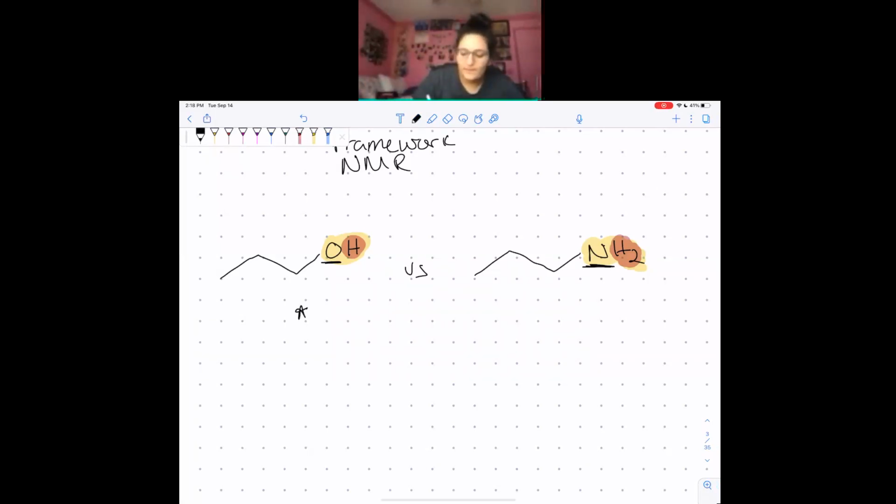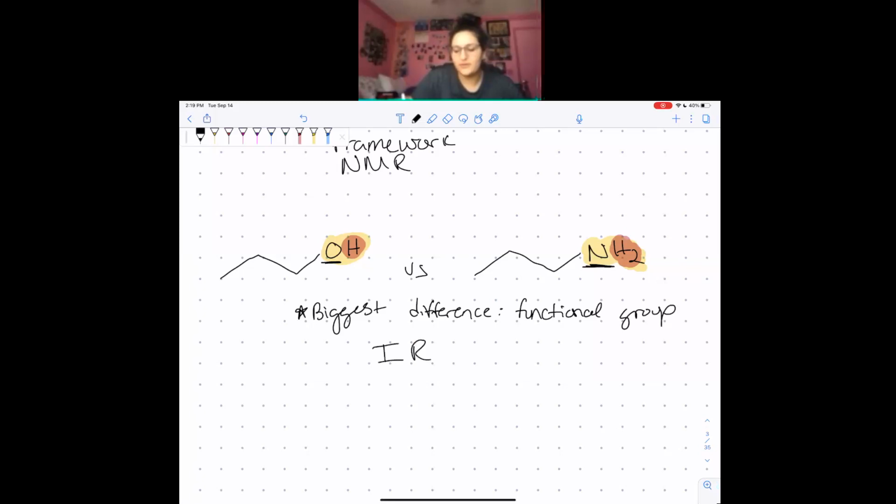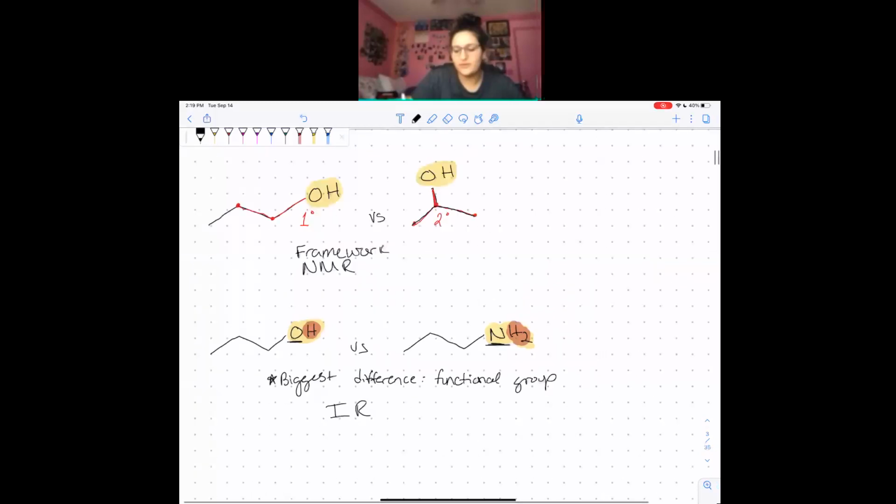So the biggest difference would be in functional group. So for this one, we would use IR. And again, IR is just the best answer. Okay.